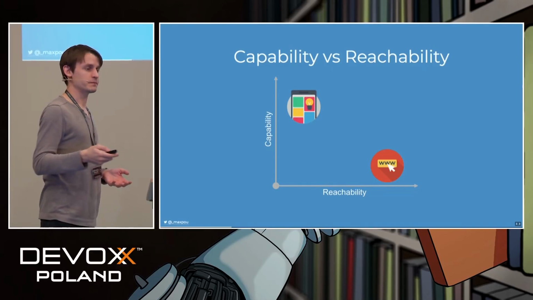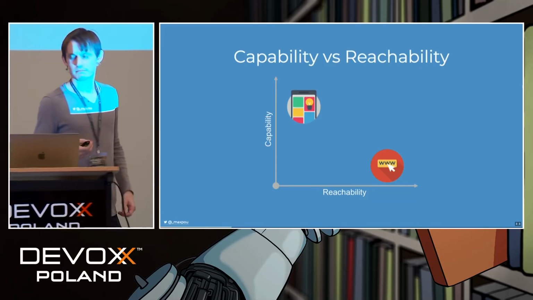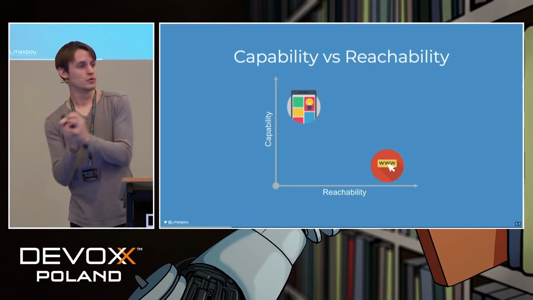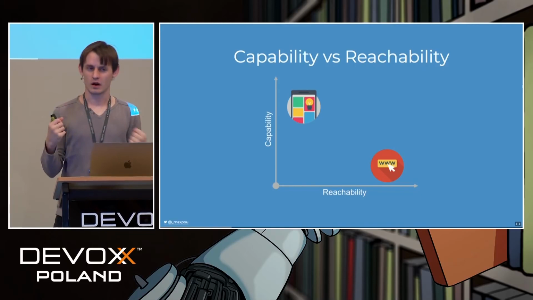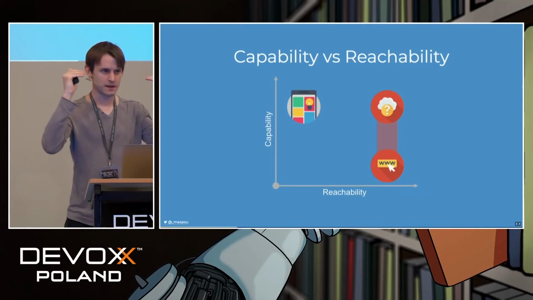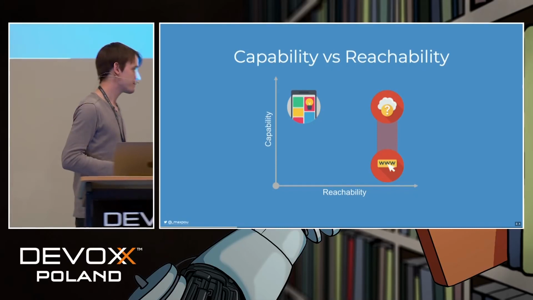So starting from this, some people say, OK, so we got the web. It's really good to reach new people. And on the other hand, we got the native app. And it's really complicated to reach people, but we can do a lot of things. So could we try to put them on the same level and get the best of the web and the best of the native app? Well, that's something called progressive web apps.